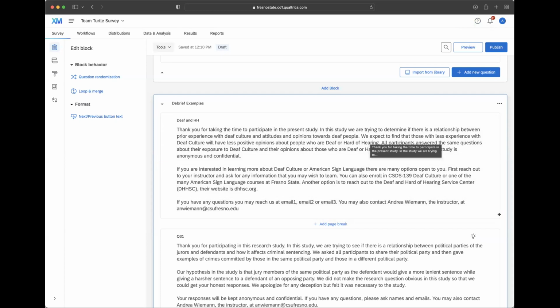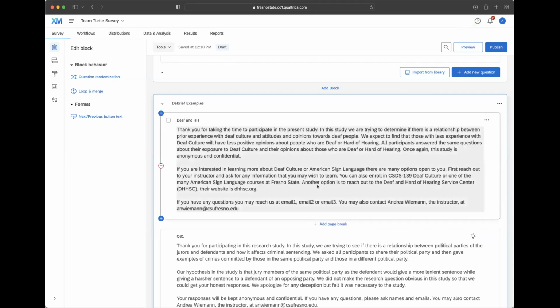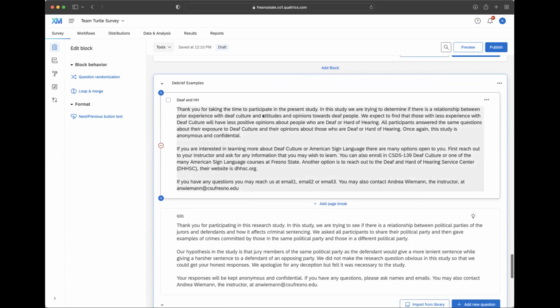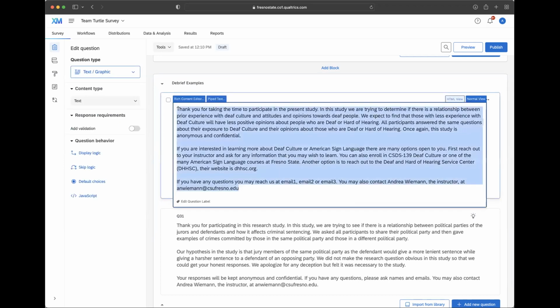Okay, so I'm back in my example survey, and you can see here that we have some debrief examples. So the first one: thank you for taking the time to participate in the present study. In this study, we're trying to determine if there's a relationship between prior experiences with deaf culture and attitudes and opinions towards deaf people. So here they're doing that first part, they're saying thank you for participating, and then they're telling them what the study is about. They also have their hypothesis here.